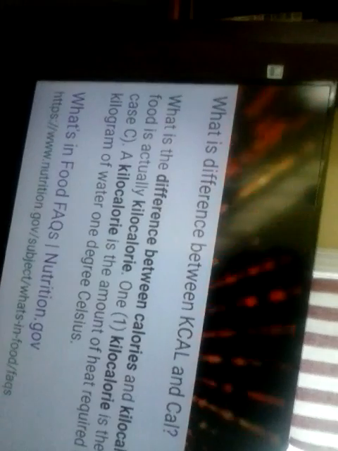What is a kilocalorie, you may ask? According to nutrition.gov, the calorie we refer to in food is actually kilocalorie. 1 kilocalorie is the same as 1 calorie, or uppercase C. A kilocalorie is the amount of heat required to raise the temperature of 1 kilogram of water 1 degree Celsius.